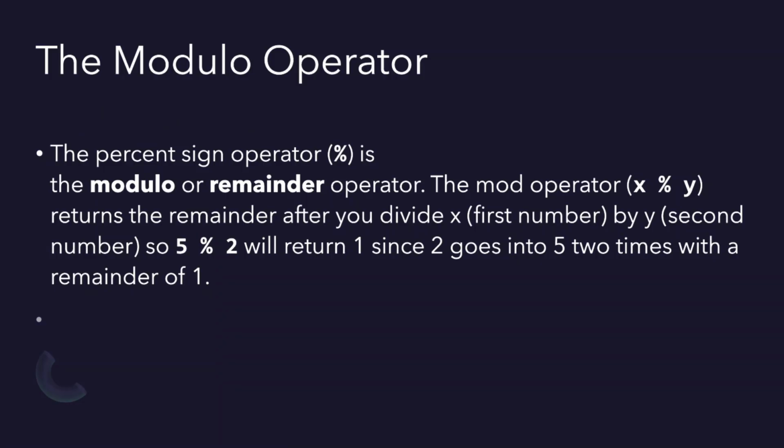So next we have the modulus operator. The modulus operator looks like a percentage sign, and it is the percentage sign. Basically what the modulus operator does is return the remainder after you divide two values by each other. So in this case, if you do 5 modulo 2, it will return 1 since 2 goes into 5 2 times with the remainder of 1.